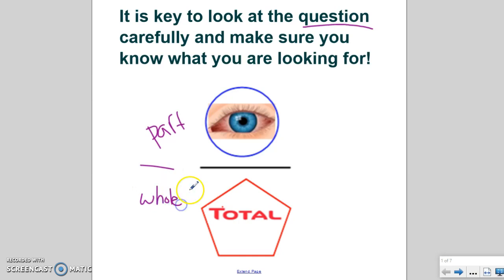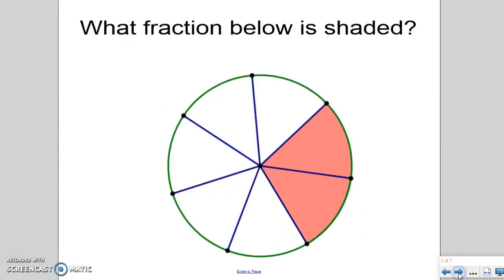And so basically, we need to pay attention to what part we're actually looking at for that particular question, and then how many makes up the total in that whole. So let's take a look at this one.